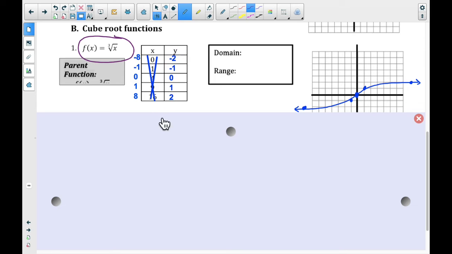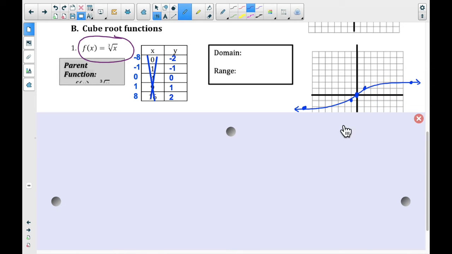I made a mistake in the table. Can you change your x values to negative 8, negative 1, 0, 1, 8? And the reason I chose those is those are perfect cubes. So the cube root of negative 8 is negative 2. Cube root of negative 1 is negative 1. Cube root of 0 is 0. Cube root of 1 is 1. Cube root of 8 is 2. And so if I plot them, this time I have a very different look.